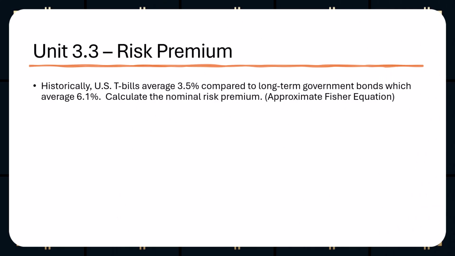Historically, U.S. Treasury bills average 3.5% compared to long-term government bonds, which average 6.1%. Calculate the nominal risk premium. It's not really the approximate Fisher equation because Fisher wasn't calculating risk premiums, but what I mean by this statement in the question is that we're just simply going to take the nominal return minus the risk-free rate to find that nominal risk premium. That is, we're going to take the 6.1% that was earned on long-term government bonds, subtract off the 3.5% that was earned on Treasury bills, and we find that the nominal risk premium in long-term government bonds was 2.6%.